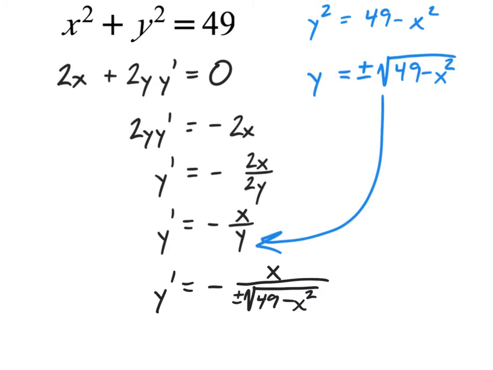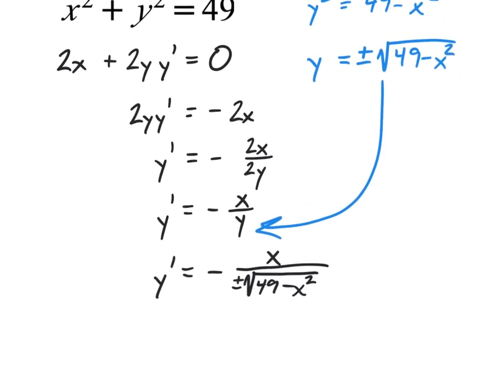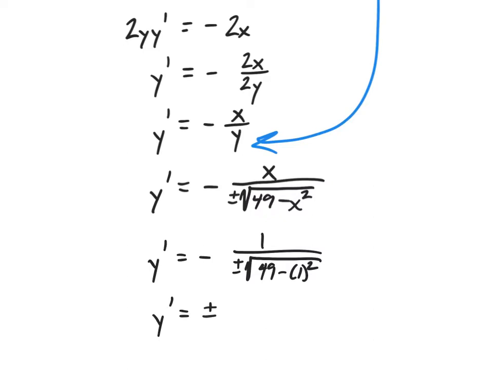All right, now we were still trying to figure out, remember, what is the derivative at x equals 1? So, I'm not done quite yet. I still now am going to take that x equals 1 and plug it into this equation. So we're going to go y prime equals the negative 1 over plus or minus root 49 minus 1 squared. And figure that out. So then y prime is going to be plus or minus 1 over root 48.